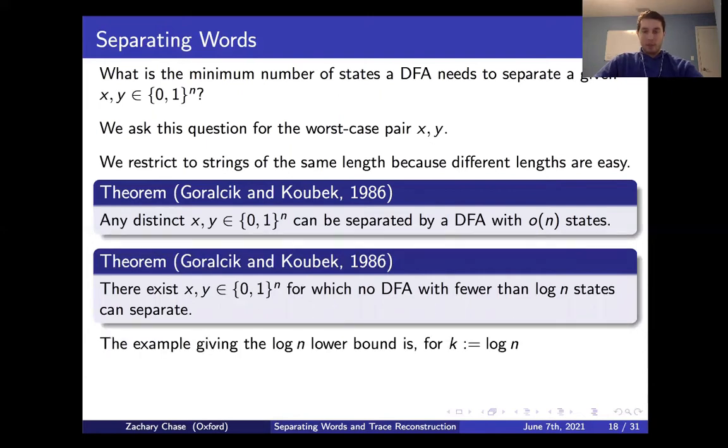The example giving this lower bound of log n is, you set k to be log n, and you look at the strings 0^k 1^(k + LCM of 1 through k), and 0^(k + LCM of 1 through k) 1^k. So the point is these two strings differ by either a batch of ones of length the LCM of 1 through k, or a batch of zeros of length the LCM of 1 through k. And basically, because these batches are divisible by all small numbers, you can't distinguish them with a DFA with fewer than log n states, just by a periodicity argument.